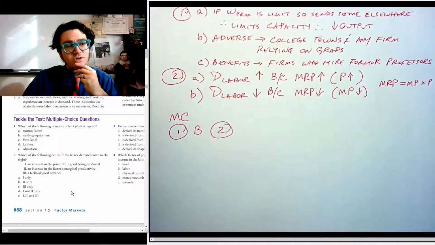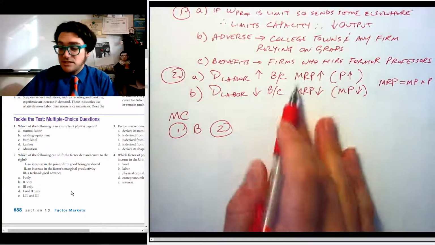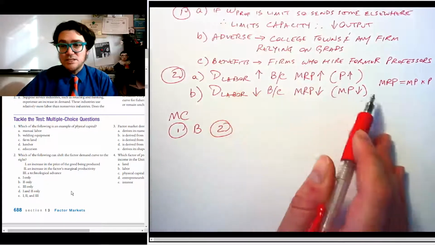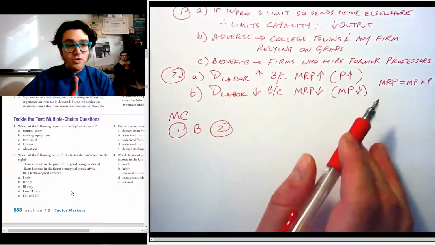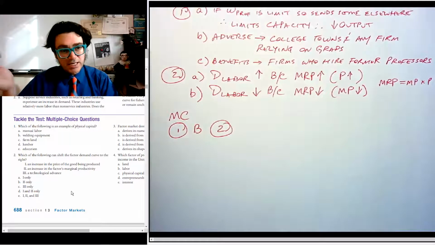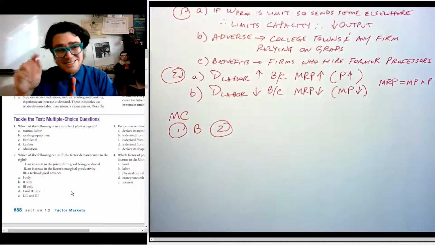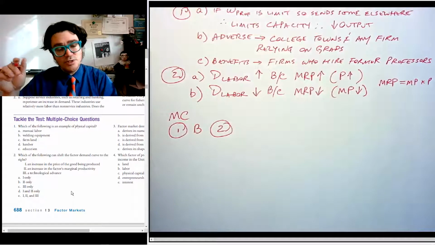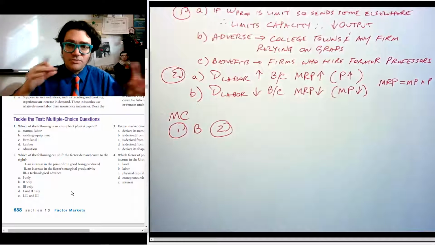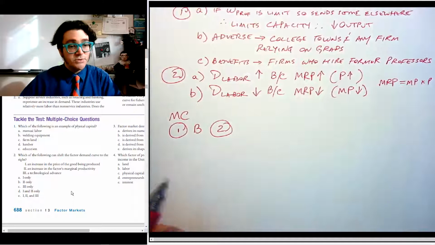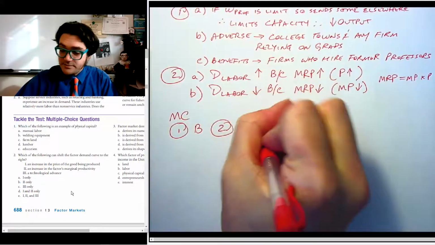Number two, which of the following can shift the factor demand curve to the right? And we know that factor demand is the same as MRP. So it's a lot of the same thing, right? It's demand for labor. So it's either the marginal product or the price. And it says increase in the price. Yes, that would do it. An increase in the marginal product. Yes, that would do it. And 3 is a technological advance. And that's a curveball, but it's the same thing as saying an increase in marginal productivity. If there's an increase in technological capacity, it changes your productivity and it makes it better. So we would say E, all of the above.